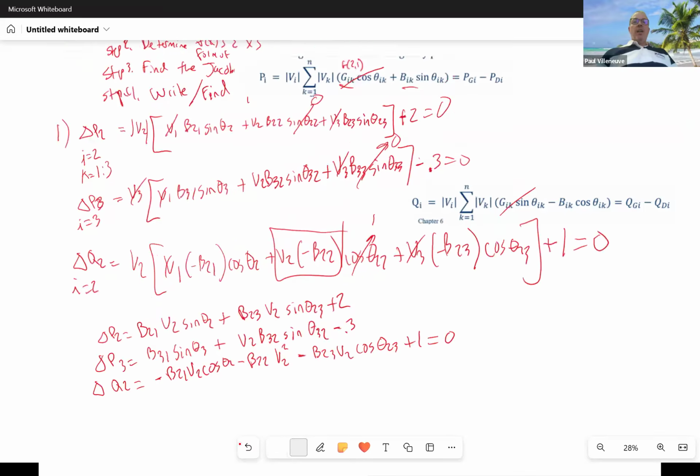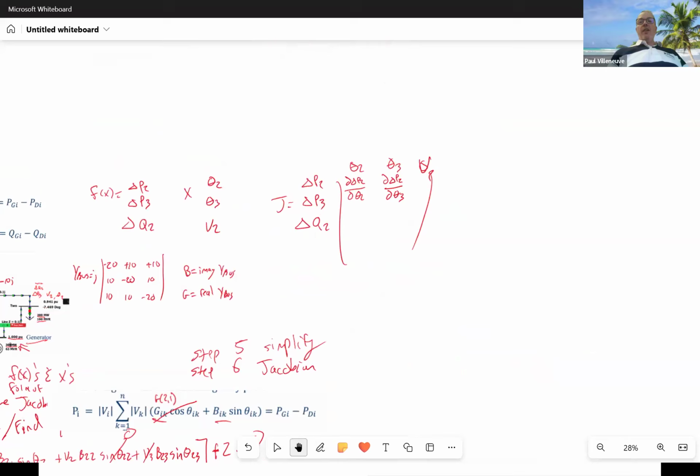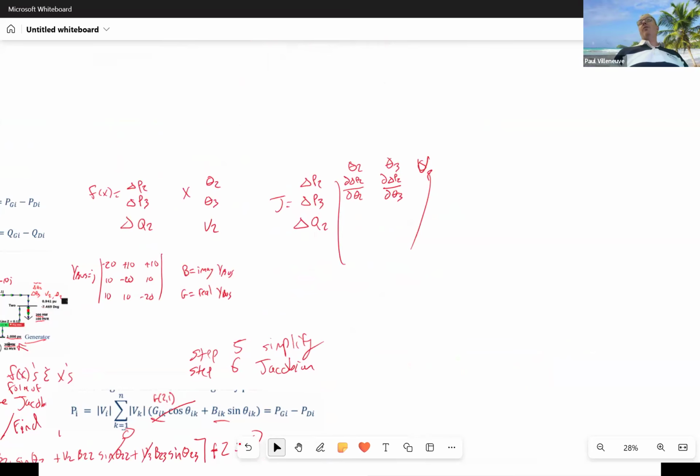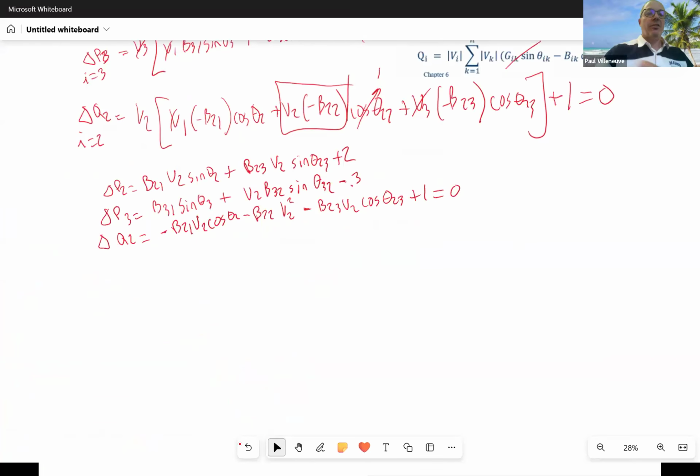So now our simplification is done. This is important. Make sure you simplify before you do step 6, which is your Jacobian. Find and build your Jacobian. And remember, we've already specified the form of the Jacobian, so we know which partials we need to take. So let's actually start taking some partials.